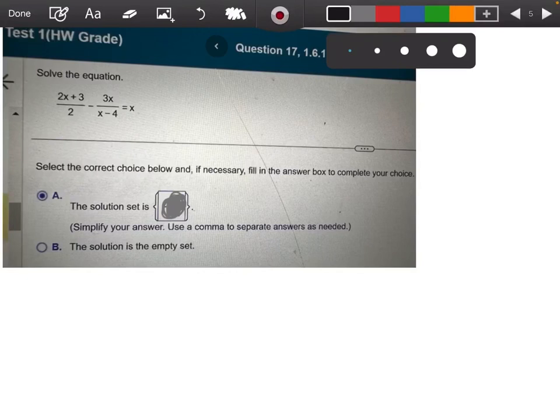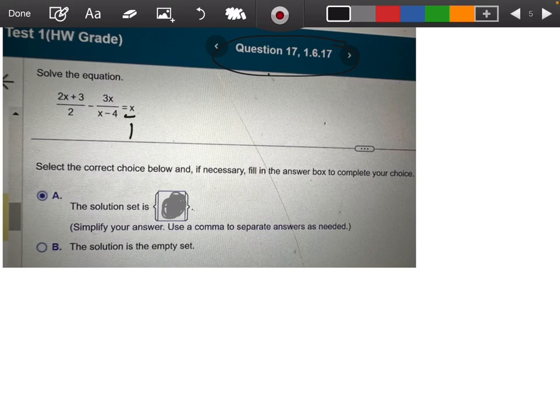All right, so y'all, this is a homework question. This is out of the review, and this is problem number 17. And we're asked to solve the equation. So y'all, anytime we have a rational equation or an equation that has fractions, my first thing is to think of everything as a fraction.